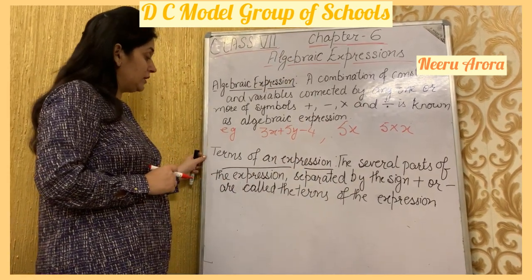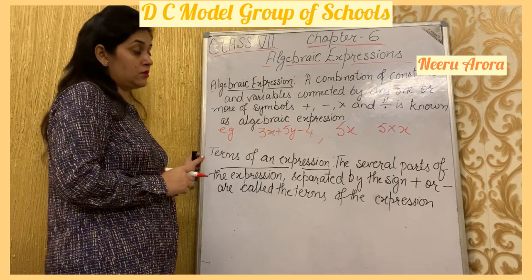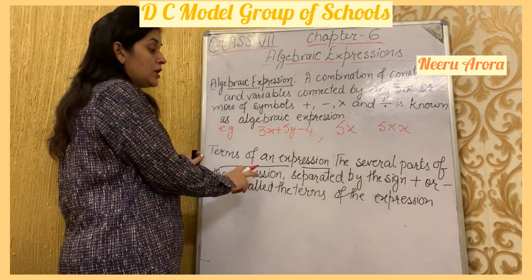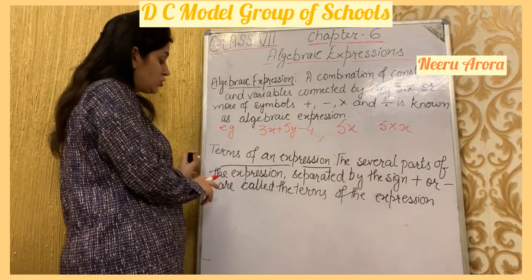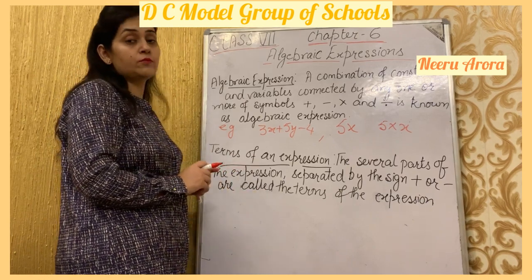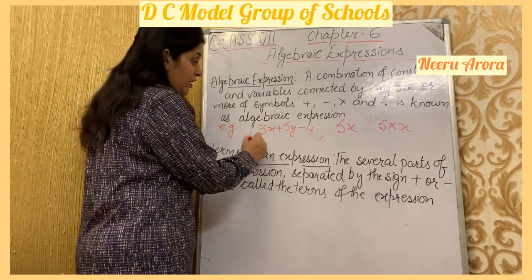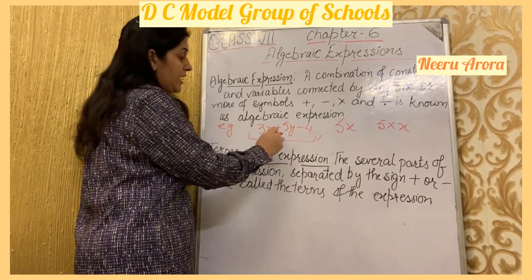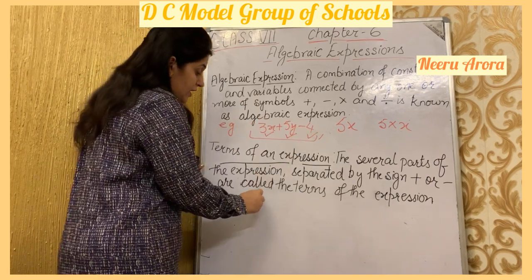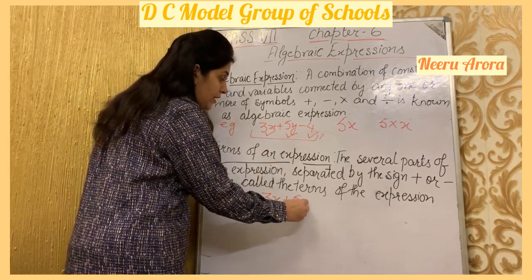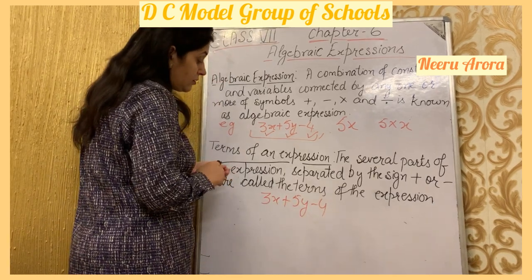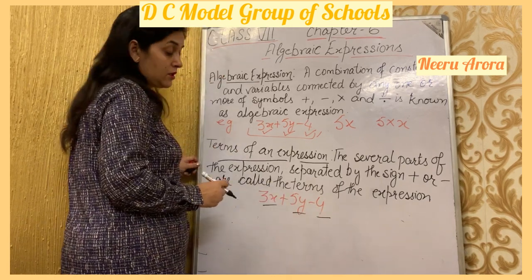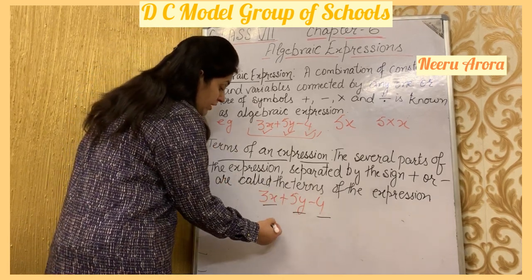Now the next one is terms of an expression. So what is terms of an expression? Several parts of the expressions separated by the sign plus or minus are called the terms of the expressions. So here we have taken the example of an algebraic expressions. So it has three terms, 3x, 5y and 4. We have taken the example 3x plus 5y minus 4. So here we have three terms, first, second and third terms.